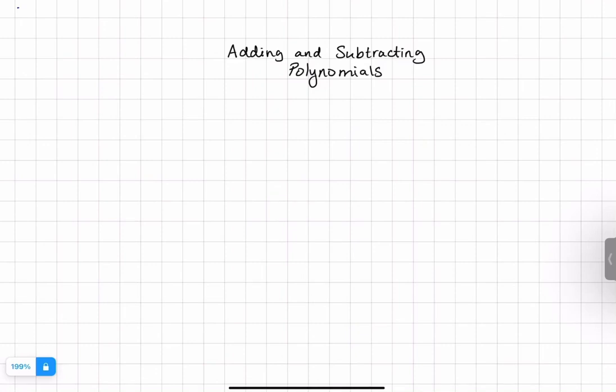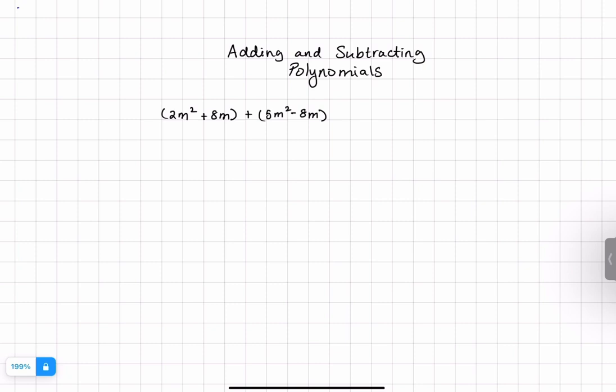Hey guys, so in this video we're going to be adding and subtracting polynomials. So let's start off by learning how to add polynomials. Let's say we had an expression such as 2m squared plus 8m, this whole thing, plus 5m squared minus 8m. So we're pretty much adding these two polynomials, or binomials if you want to be more specific. So how do we add these two?